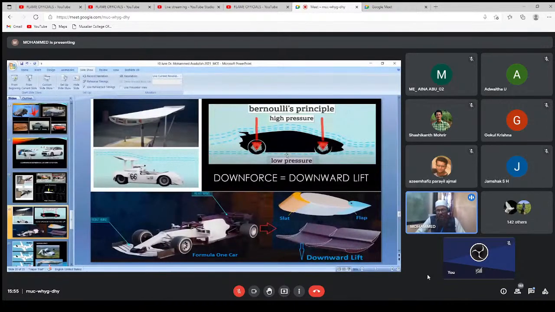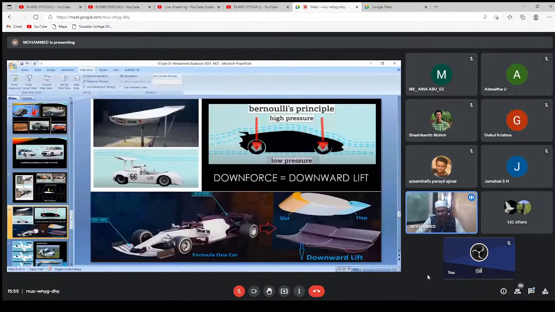The low pressure is down, so it is sucking the car downwards. Tires are rooted to the ground, and there is a spoiler in order to increase the drag on the top so that, again, the lift is not upwards but downwards. Again, you can see a nice model here. You can see the front wing and the back wing again giving the same effect here.